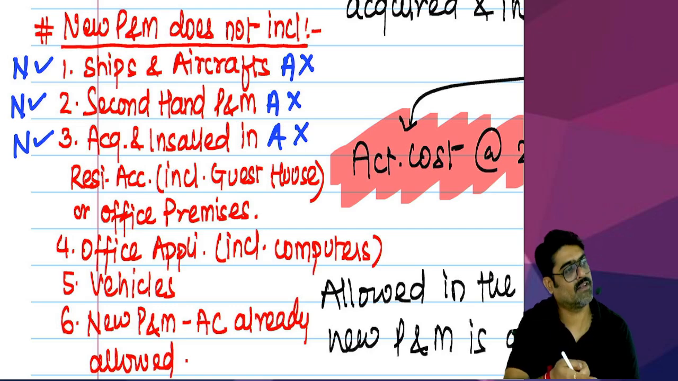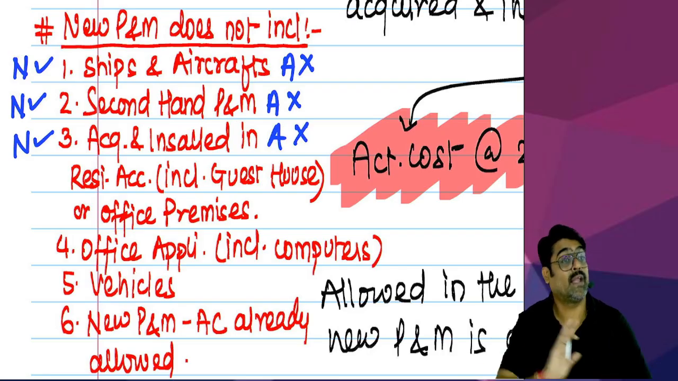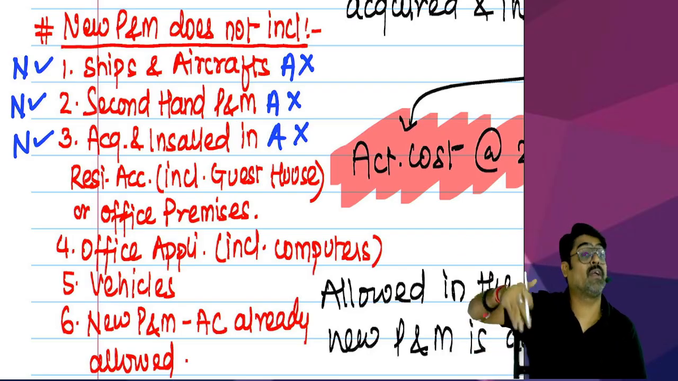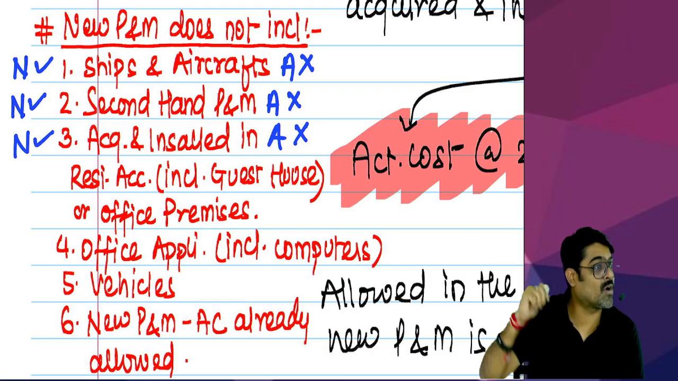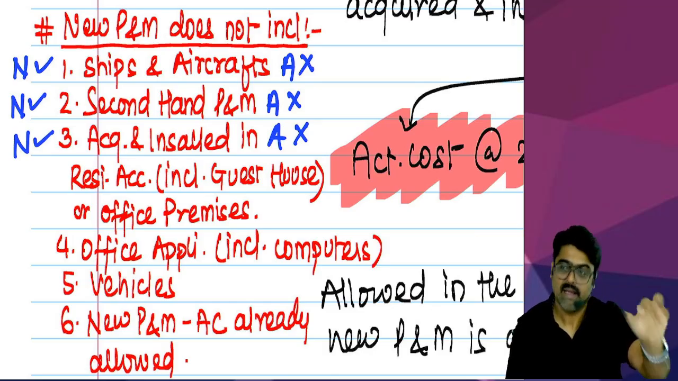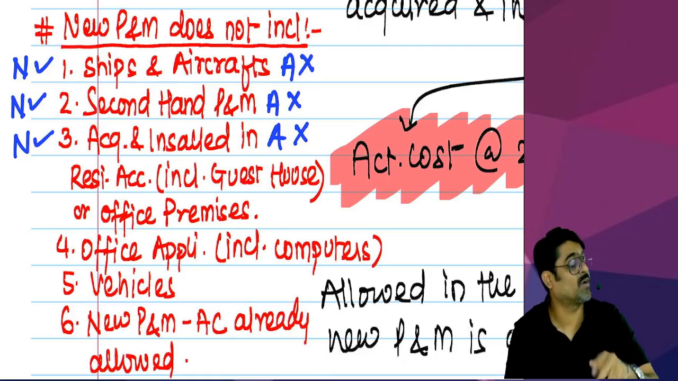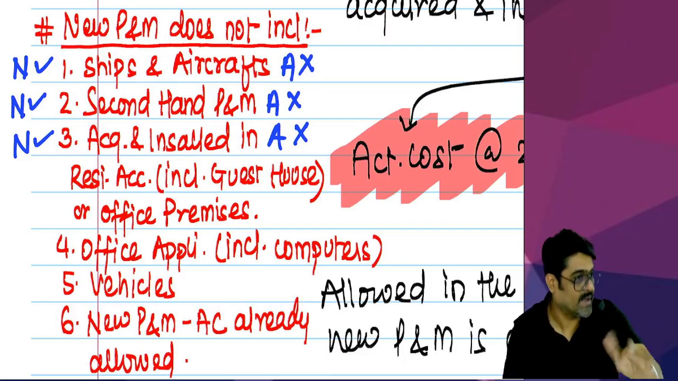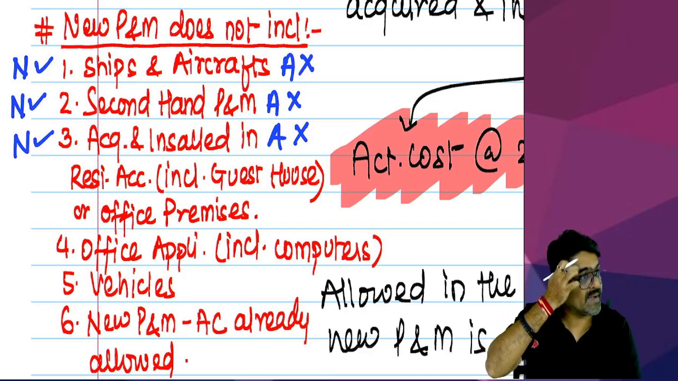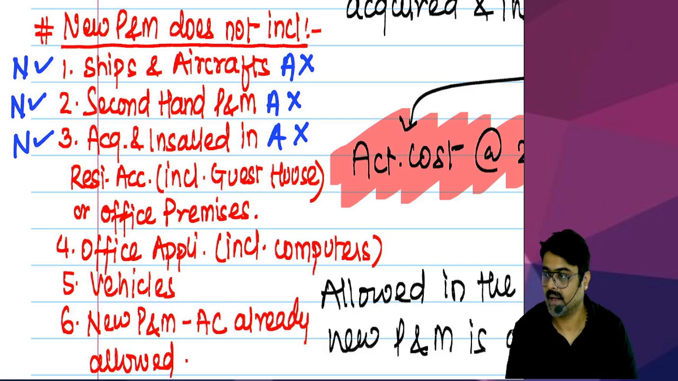But if that AC is installed in office, in director's cabin, in accommodations which I am giving to my employees, residential accommodation, or in guest house, etc., no additional depreciation. Any plant and machinery installed in residential accommodation, guest house, or office premises, on them I can claim normal, but I cannot claim additional depreciation.